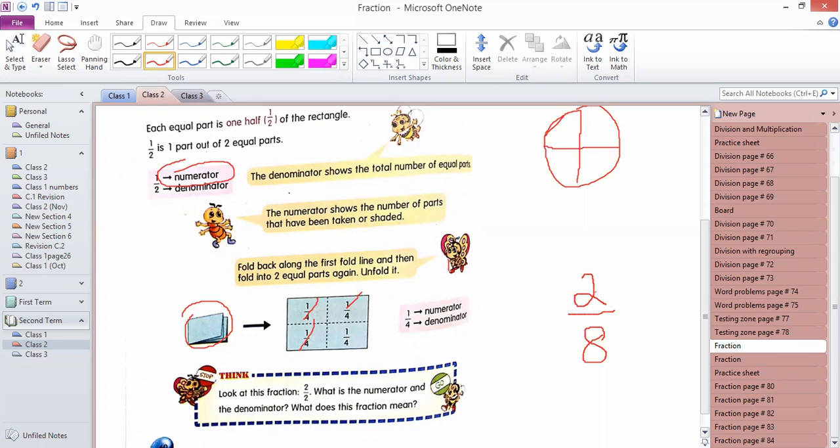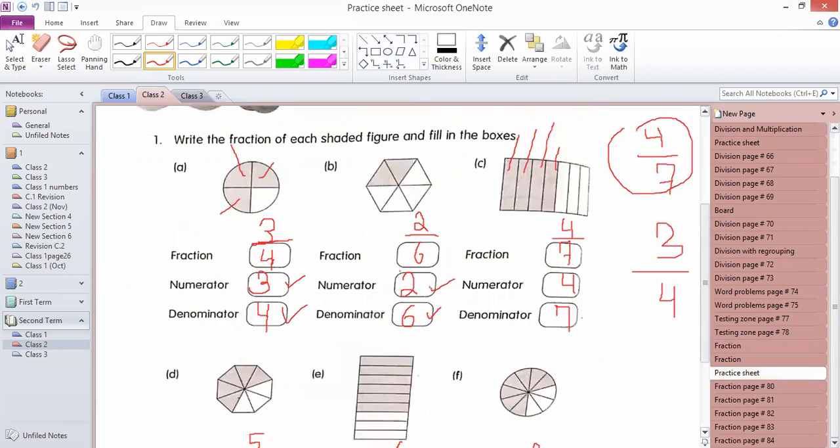Same if you want to eat 4 or 5. Let's suppose that I want to eat 5 pieces out of 8 pieces. I want to eat 5 pieces out of 8 equal pieces of pizza. That means I want to eat 5/8 of the pizza. We have also practiced writing a fraction, writing a numerator, writing a denominator.